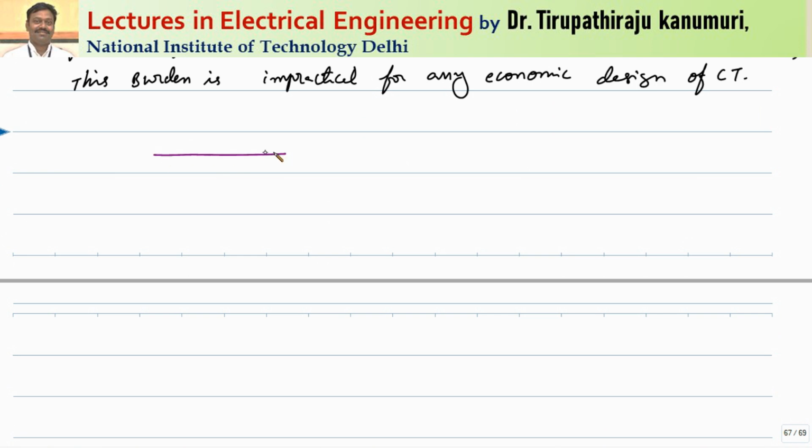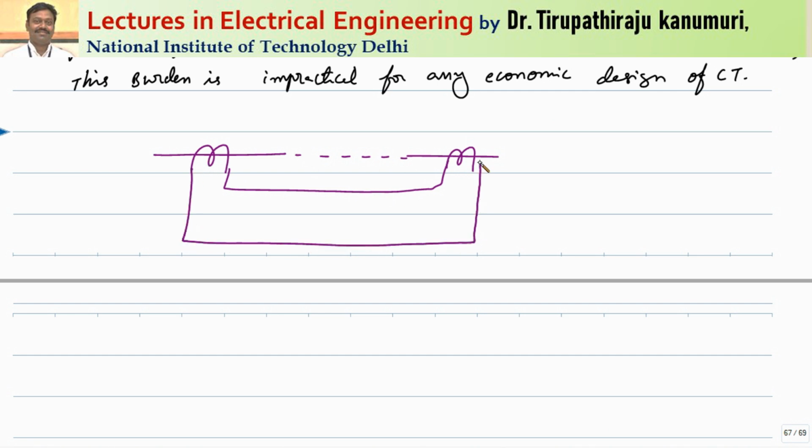So let us take the example. I am taking the CT, and I am just repeating the connections which we have made. This is the element to be protected. The secondaries of the CTs are connected together using the pilot wires. These are my pilot wires, and here the coil is connected. I am taking the simple differential relay.